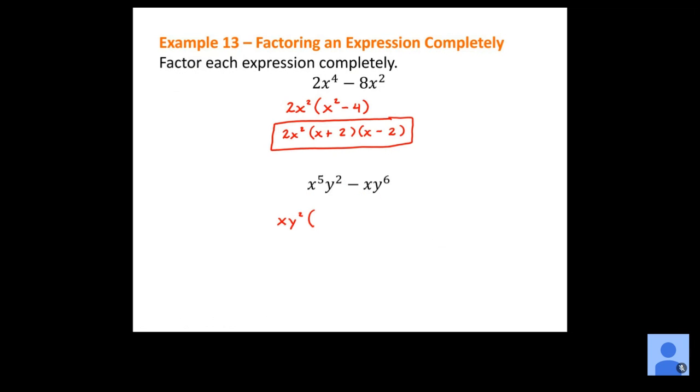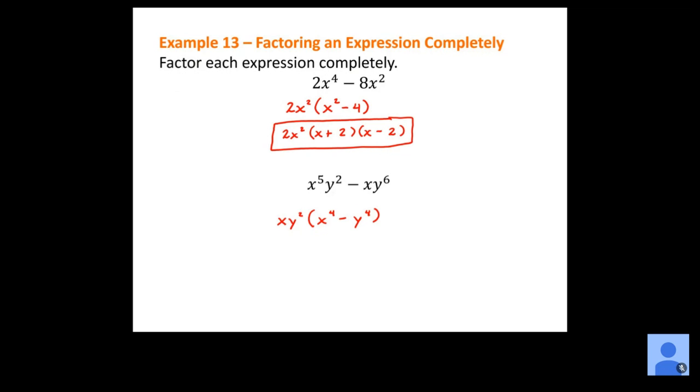Now we look at what's left over. X to the 5th divided by x would leave us with x to the 4th. Y squared divided by y squared is 1, so there's no y's left at all. Minus x divided by x is 1, so we don't need any x's. Y to the 6th divided by y squared gives us y to the 4th. And so we're left with x to the 4th minus y to the 4th.